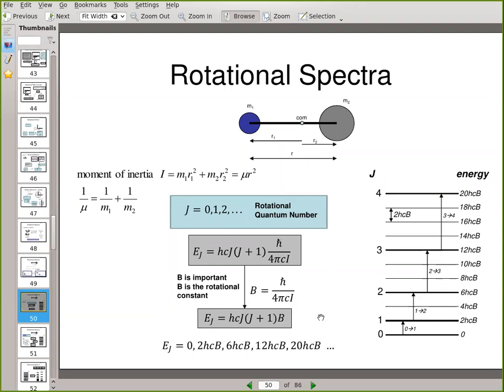When J is 0, then we have 0. When J is 1, J plus 1 is 2, and you get 2hcB. When J is 2, you get 6. When J is 3, you get 12. And so your energy levels go from 0 to 2hcB, to 6hcB, to 12hcB, to 20hcB. Those are the energy levels. Those energy levels are dependent on this B.